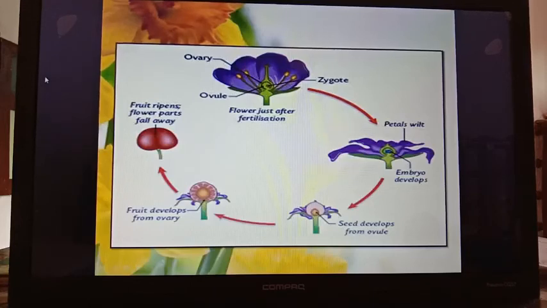So students, today we have discussed the full fertilization process. What is fertilization, what is zygote, endosperm, embryo, these are all very, very important. And lastly, we have discussed the post-fertilization changes.